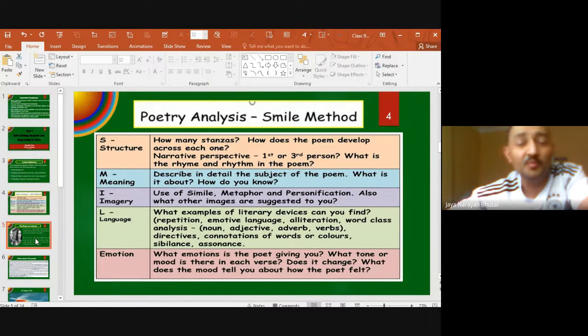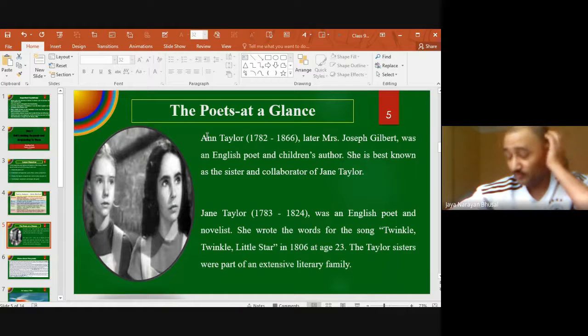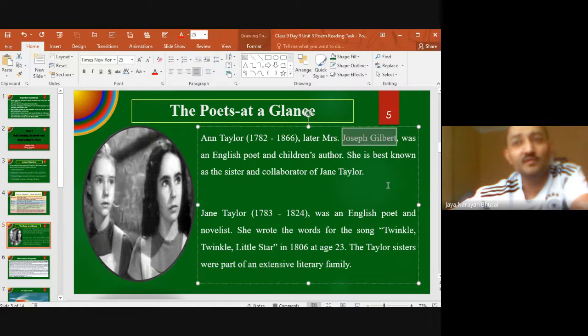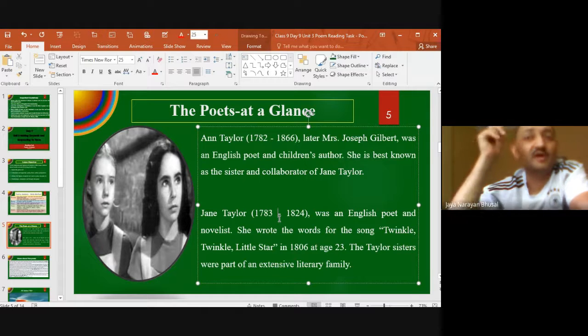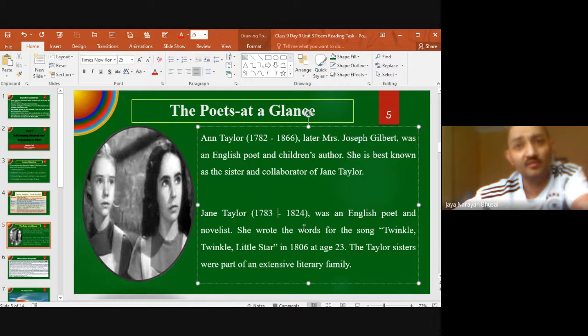Let's go to the poets now. Actually, this poem was written by two sisters, Ann Taylor and Jane Taylor, okay, British poets. After the marriage, she was popularly known as Ann Gilbert, all right, Ann Taylor. She was born in 1782, look at this, died in 1866, and look at this, Jane was born in 1783. So the age gap between the two sisters is only 1 year. Only 1 year. That's why they often wrote things together, and their mindset, their understanding, their upbringing was almost the same, because 1 year difference is not a big difference.